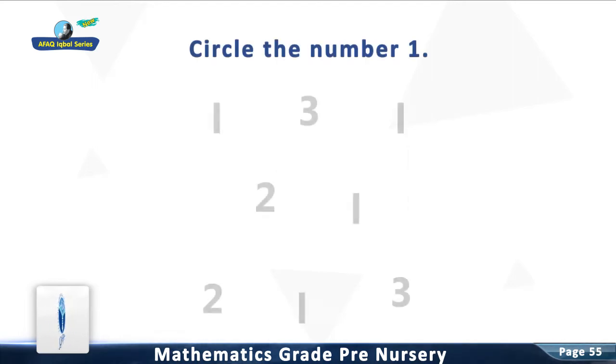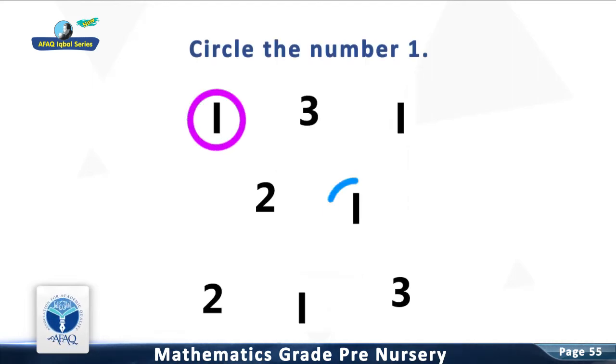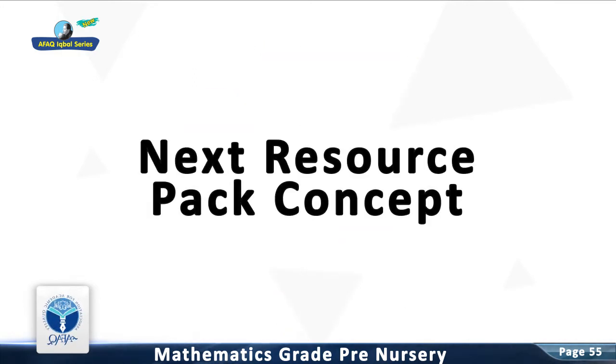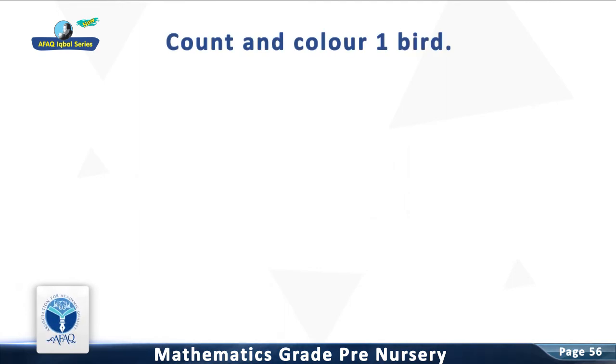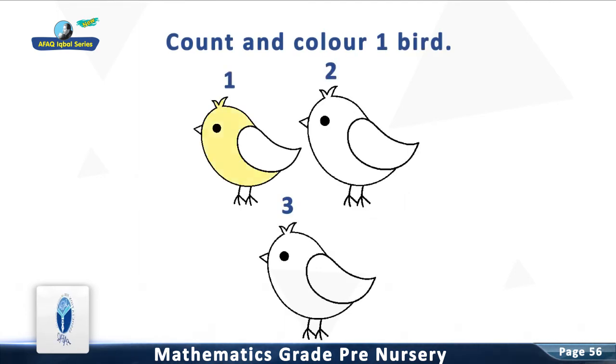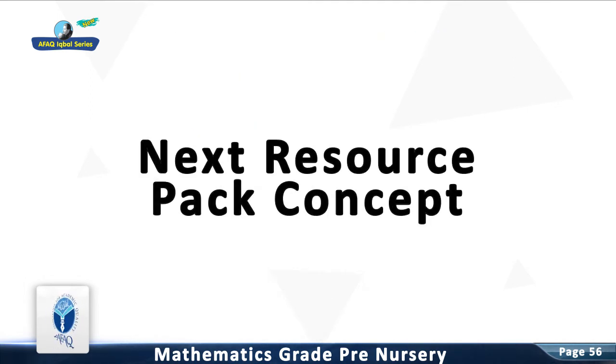Circle the number 1. Good. Now we move to the next resource pack concept. Count and color one bird. Good. Now we move to the next resource pack concept.